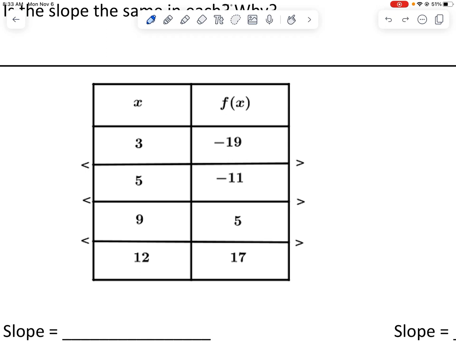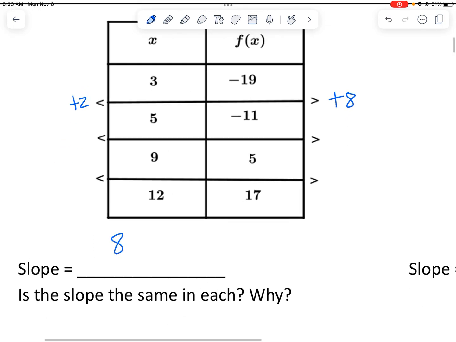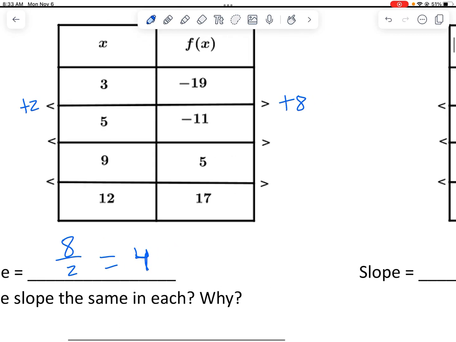run. The rise is the gap here between the y values. From negative 19 to negative 11 is adding 8. And going from 3 to 5 is adding 2. And so our slope here is going to be 8 over 2, which is 4. That's a 4. And you can go between any of them, like this one here.